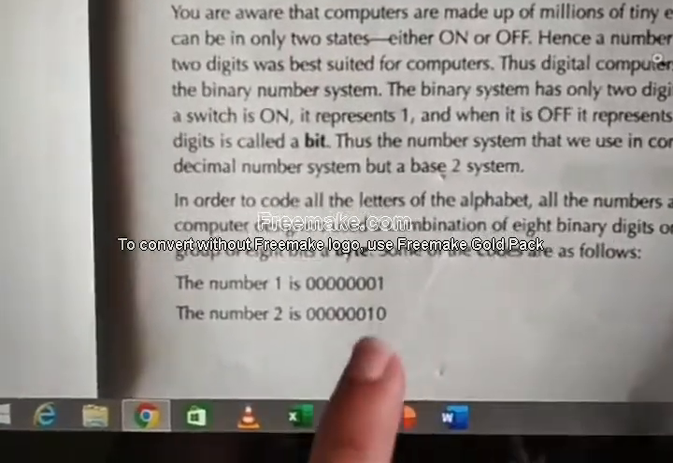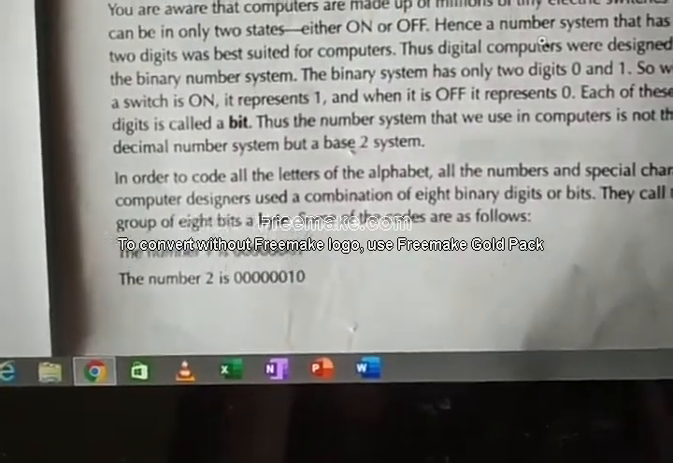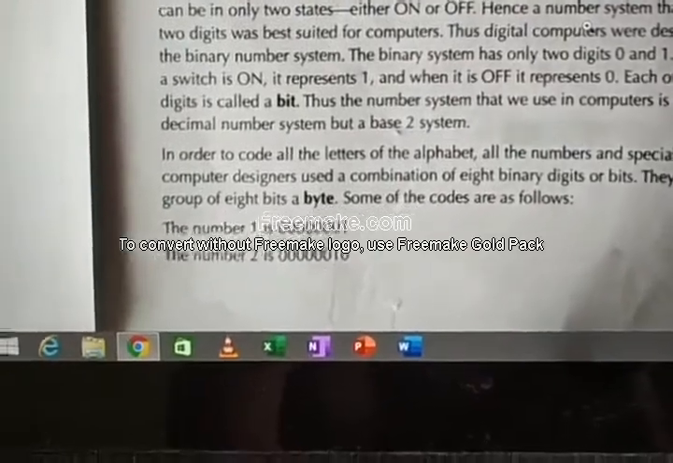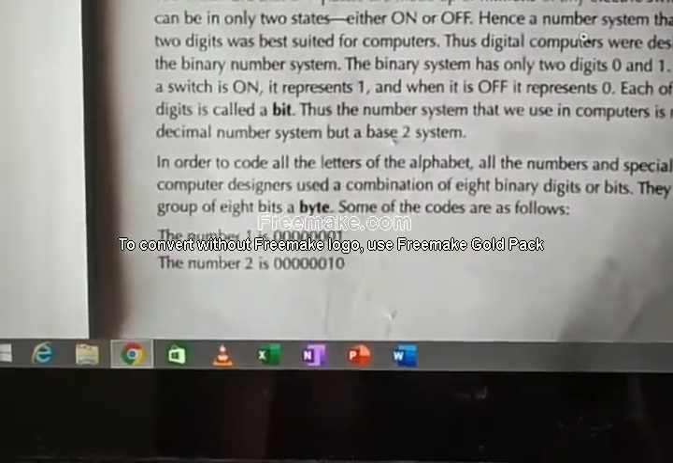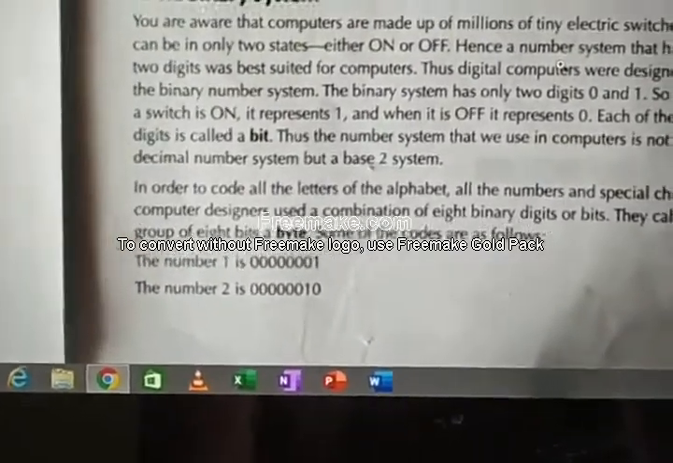That group is called a byte. Okay. So how many bytes can be divided? It depends upon how many millions of switches there are. If there are many millions of switches, many bytes can be stored. If there are few millions of switches, only a few bytes will be there. This is how you categorize your memory space.